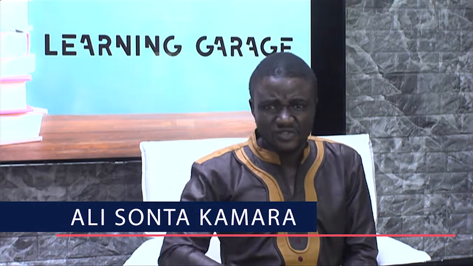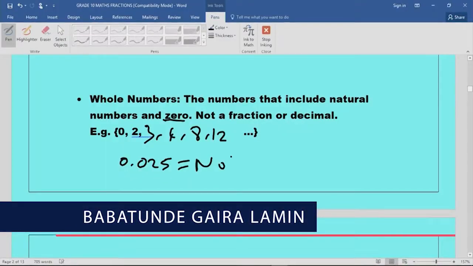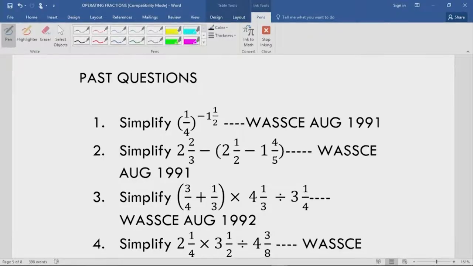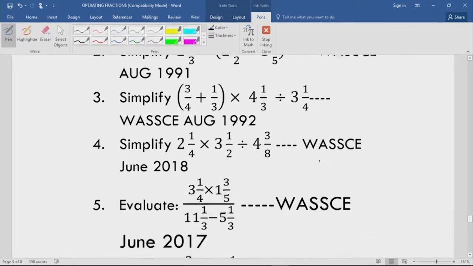And Babatunde Gaira Lamin on these days to make a world of difference. A fraction that has a numerator which is less than the denominator, we term it as a proper fraction.